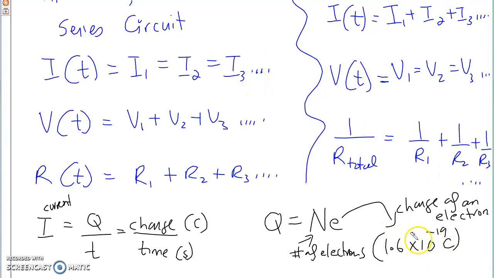This is it, 1.6 times 10 to the negative 19. This is the correct one. Okay, that might be a mistake.